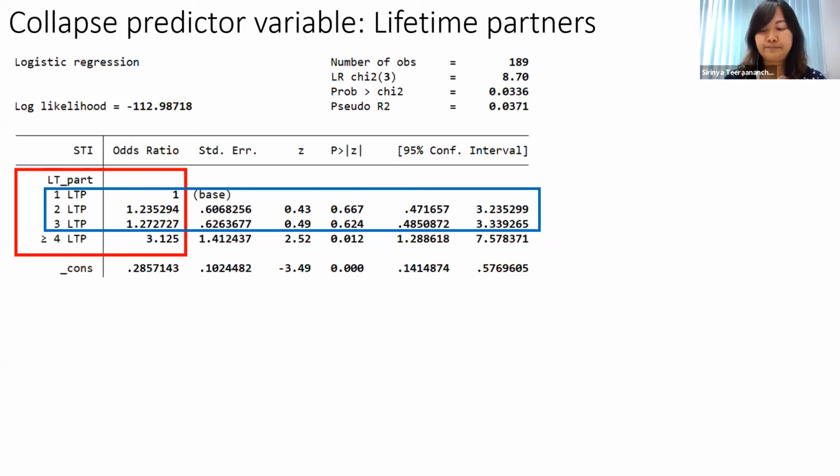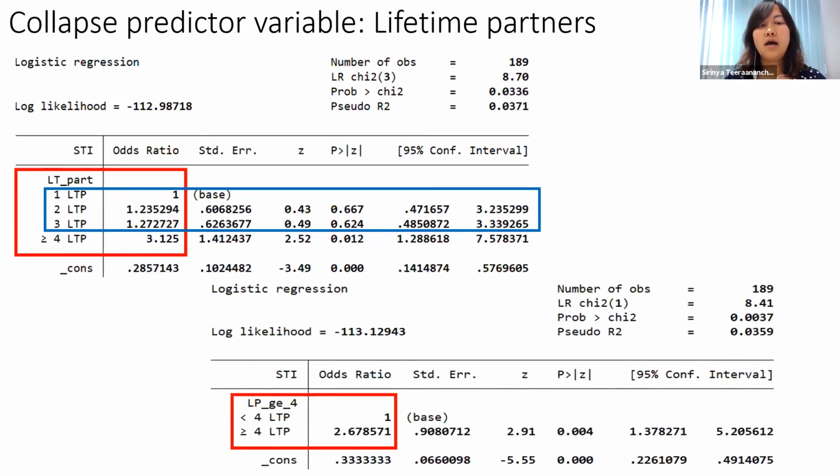We found that a person who has 4 or more lifetime partners had 2.6 times the risk of STI when compared with the group with less than 4 lifetime partners. So this is clearer and not quite different, and the overall chi-square probability p-value is still significant.